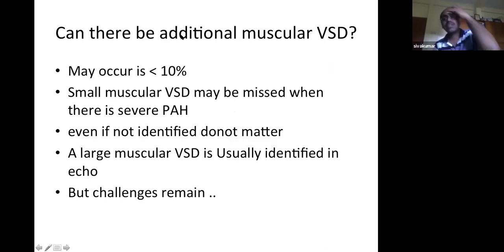Can there be additional VSDs? They can occur in less than 10% of the patients. Small muscular VSDs can be missed when there is severe pulmonary hypertension because there won't be any significant color turbulent jets between the two ventricles. But a large muscular VSD should not be missed. But what is the challenge? Large muscular VSDs are easily missed in corrected transposition.